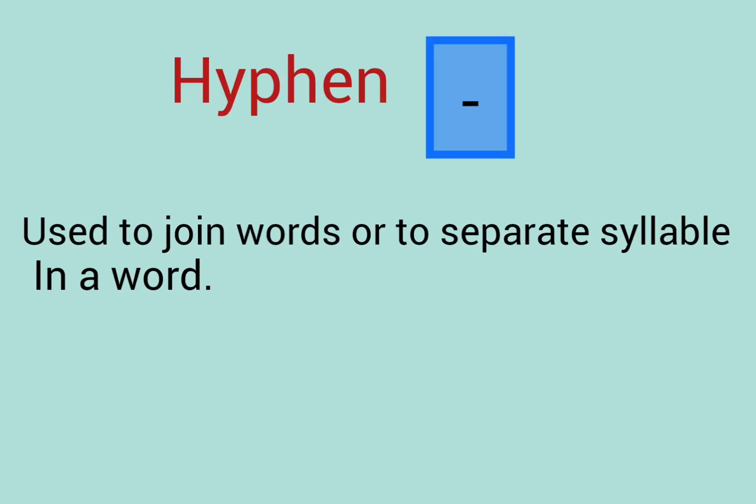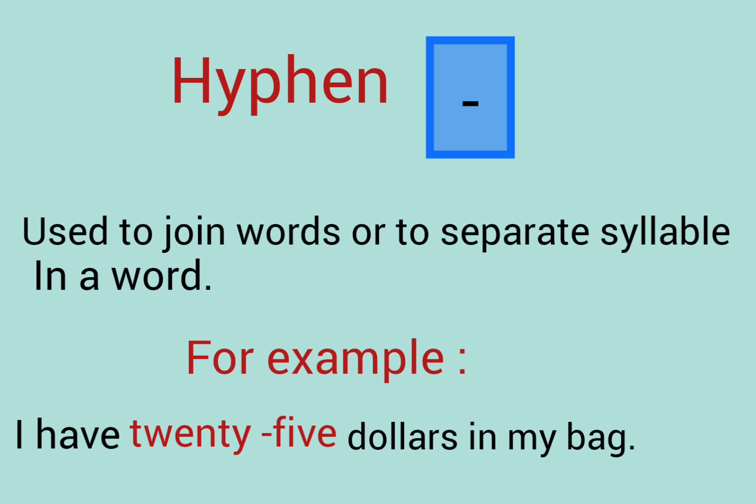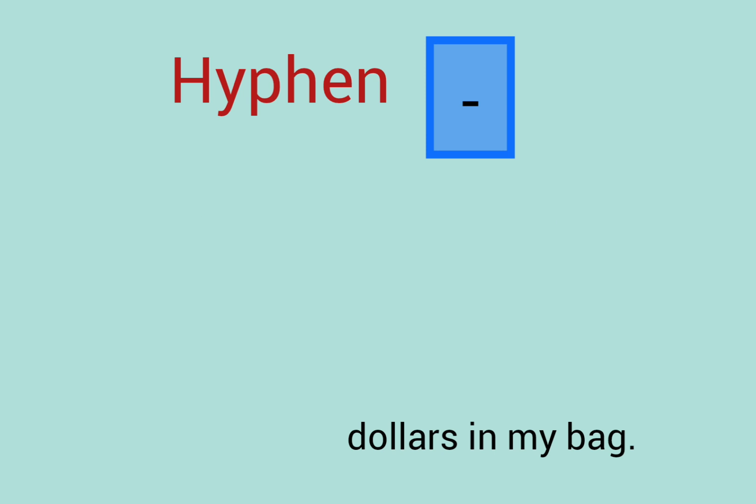Hyphen. A hyphen is used to join words or to separate syllables in a word. For example, "I have $25 in my bag." "Twenty-five" is two words which are joined together by the hyphen.